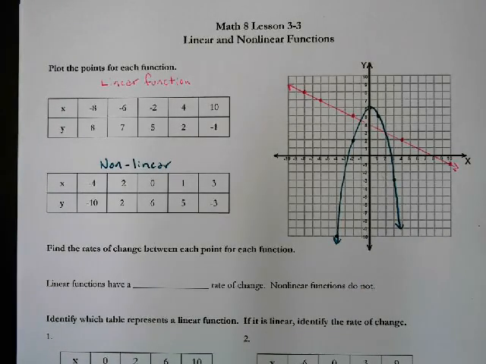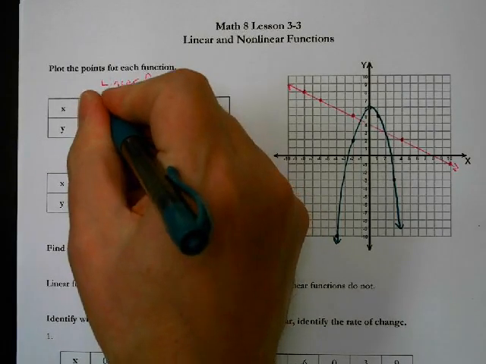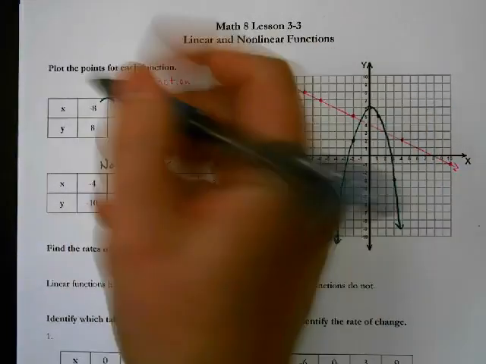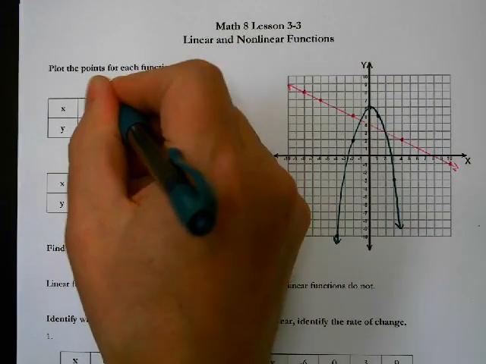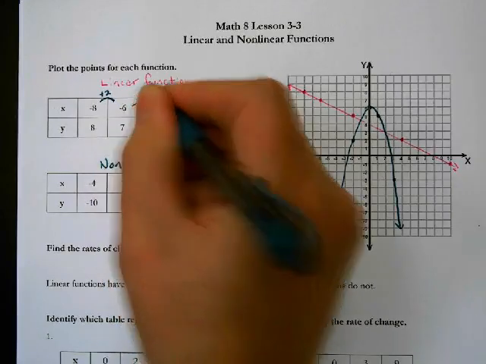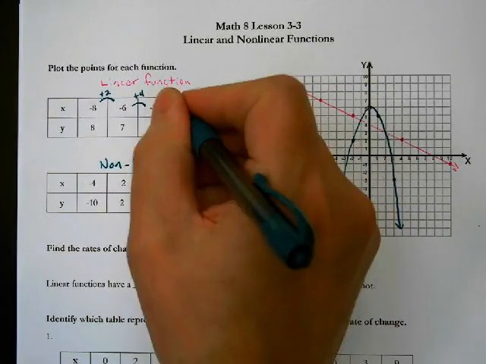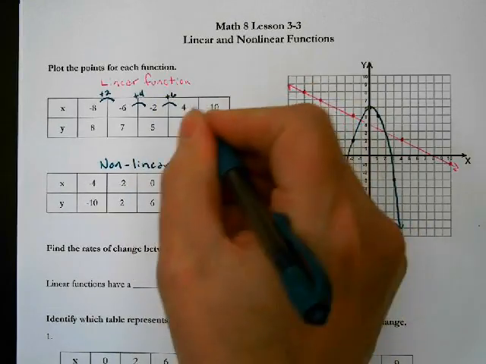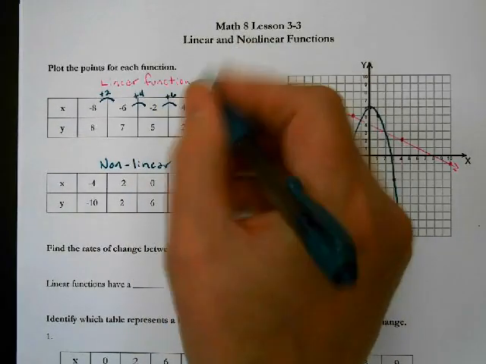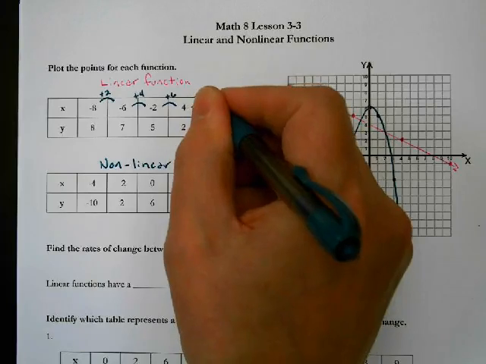All right, so what we're going to do is we're going to find the rates of change for these functions. So let's start with this one. From here to here, that is a change of +2. From here to here, we're going up by 4. From here to here, we're going up by 6. And from here to here, we're also going up by 6.